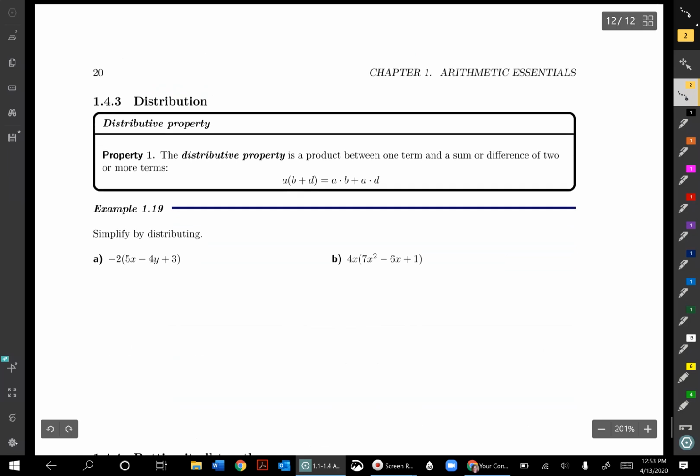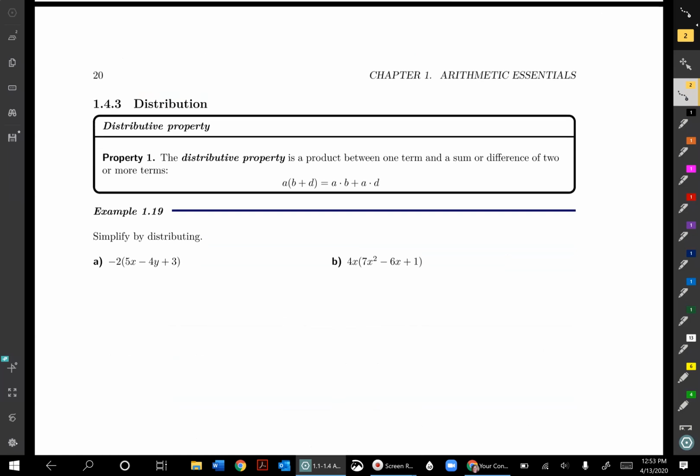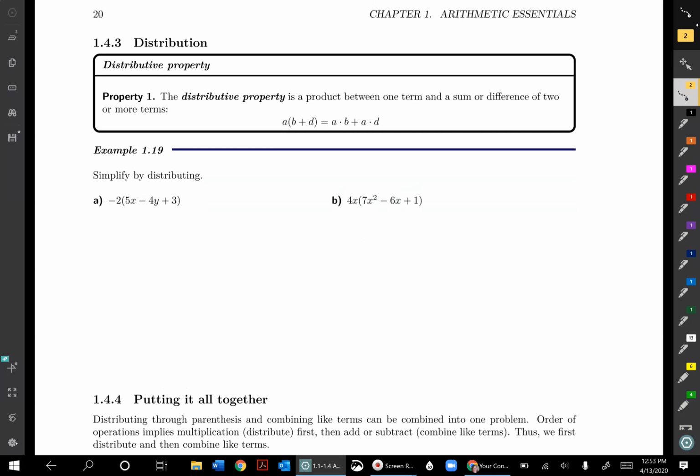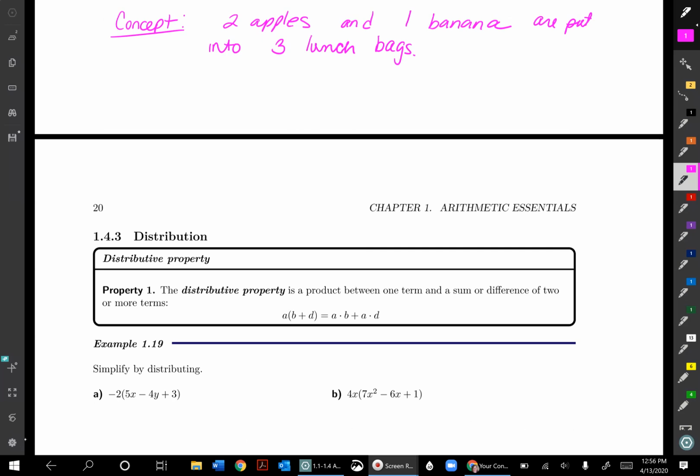Now the next part is distributing, and that again, usually people are pretty familiar with, but I'll go through the basics with you, and then there might be a couple things that are a little trickier. Okay, so for the last piece of this, we're going to do distribution. So the concept is like this.